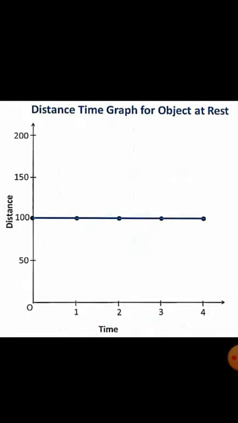In simpler terms, we can say there is no change in the position of the object. It is at rest. So, the distance time graph for an object at rest is parallel to the x-axis.